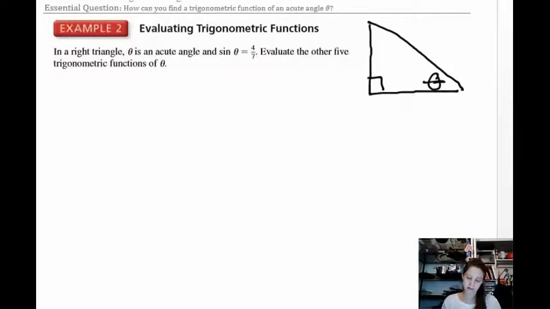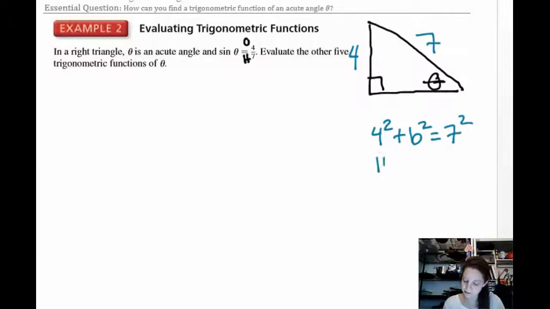And we have the sine of theta, and sine is opposite over hypotenuse. So the side opposite this angle is 4, and the hypotenuse is 7. I'm missing one of the legs. I will use the Pythagorean theorem to find this missing leg. So I have 4 squared plus b squared equals 7 squared. 16 plus b squared equals 49. B squared equals 33.